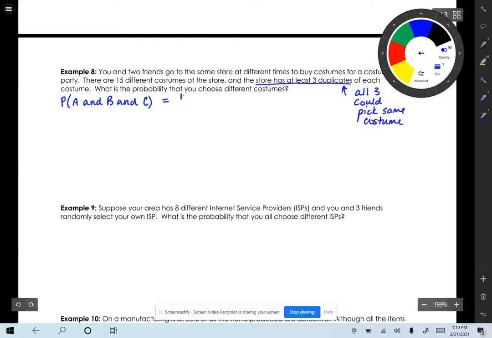Okay, so you have 15 out of 15, because there's 15 costumes, but you could have the same, times 14 out of 15 times 13 out of 15. And so I just reduced this one. 15 divided by 15 is 1. And so I just multiplied 14 times 13, and then 15 times 15 is 225. So 182 over 225, which is approximately 0.809, which is approximately 80.9%.